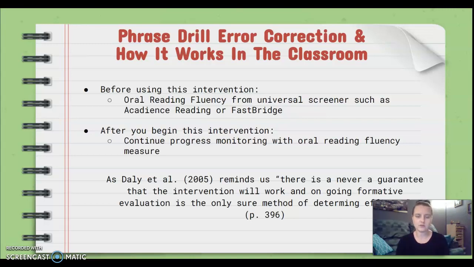So these are just two things to keep in mind when you're starting to implement them in your setting. And this is a great quote by Daly et al., another great article that I read, reminding us there's never a guarantee that the intervention will work, and ongoing formative evaluation is the only sure method of determining efficacy. So really just making sure that you are continuously progress monitoring to ensure that this is the best fit for your student.